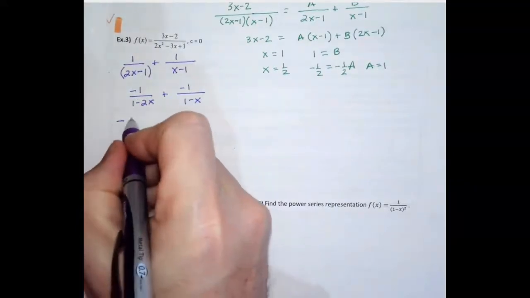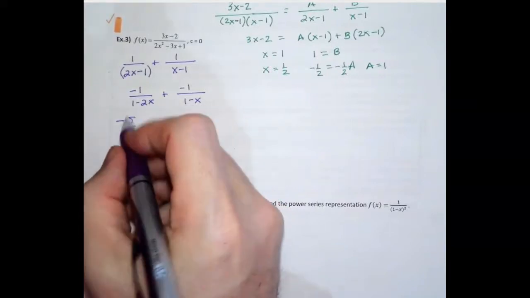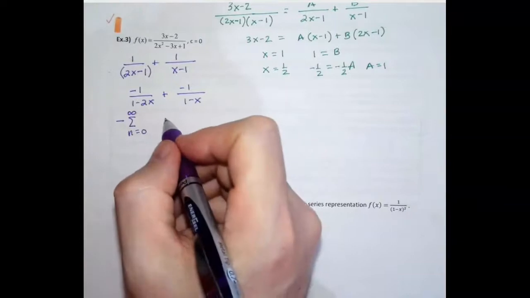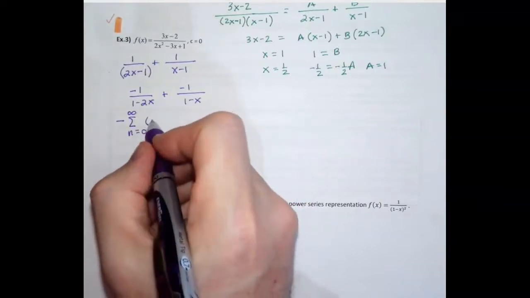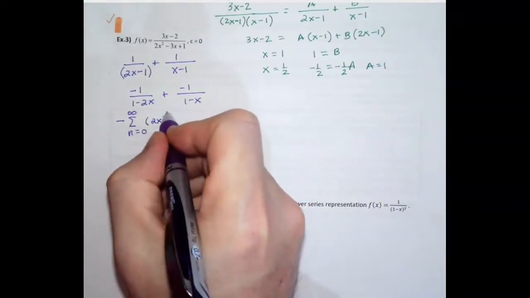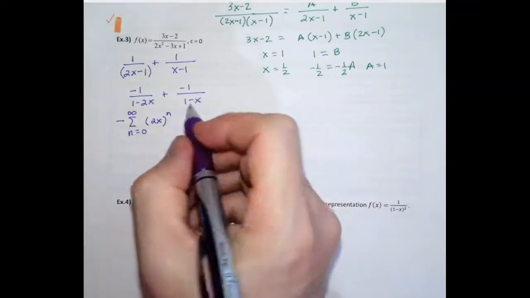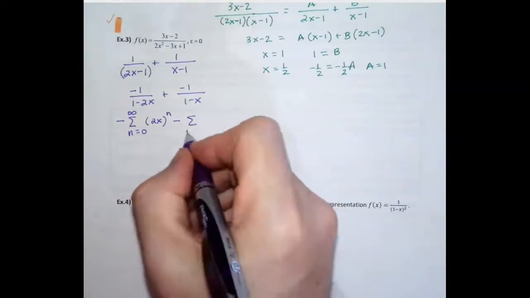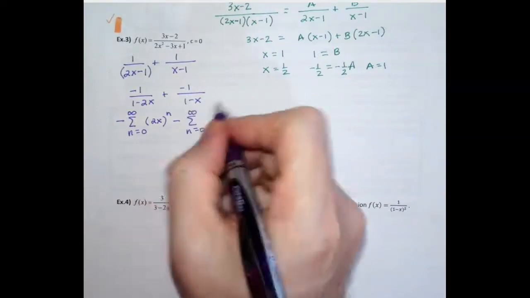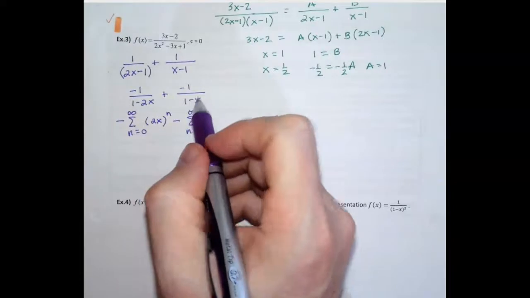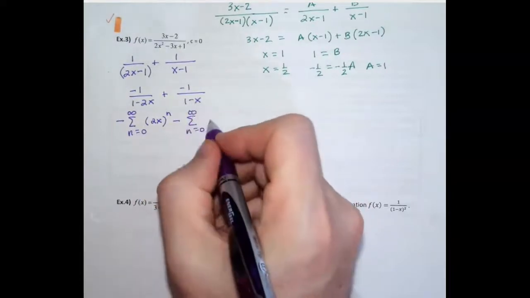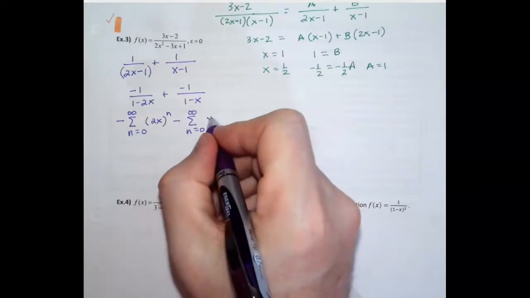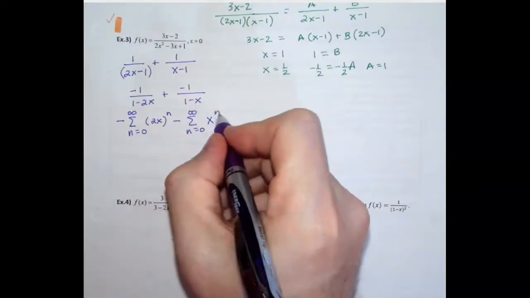So if we factor out that negative 1 for a, and then r is 2x, so we would have 2x to the n, n equals 0 to infinity. And here we just have x, so r is x. So that's going to be a is negative 1, which is where this negative came from, and r is x, so we have that.